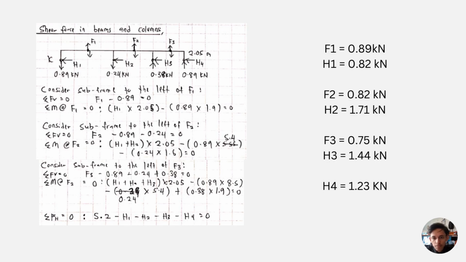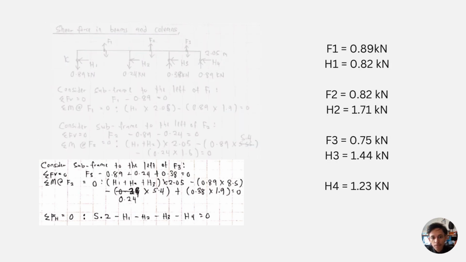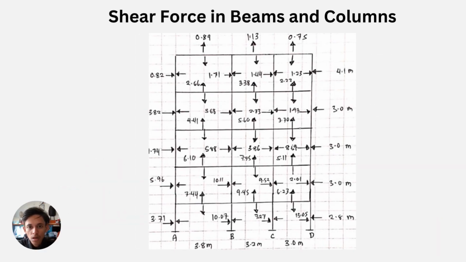Firstly, we need to consider the subframe to the left, and we can find the F value and the H value. And then after finishing for the K level, we need to continue to the another level to calculate the F and H value. So this is the diagram for shear force in beams and columns based on the calculations.